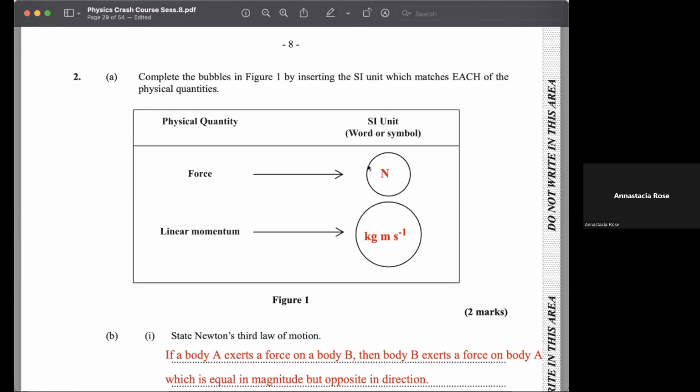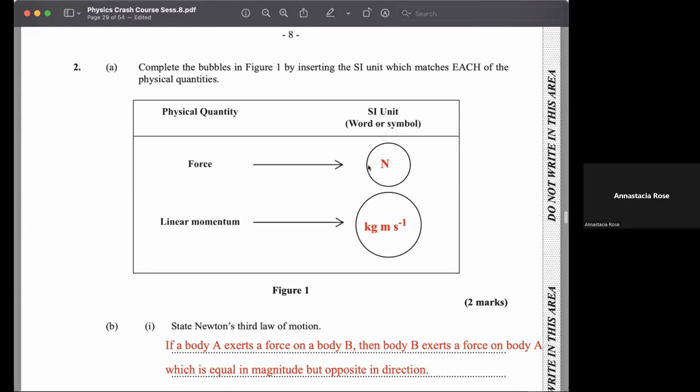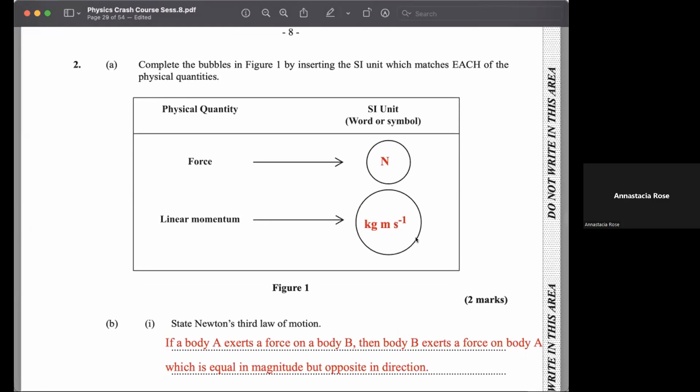Now, linear momentum is the product of an object's mass times its velocity. So the SI unit would be the same thing as the SI unit for both. So that's kilogram meter per second. You could write this out in words as well. Easier to write the symbol, but either is fine.